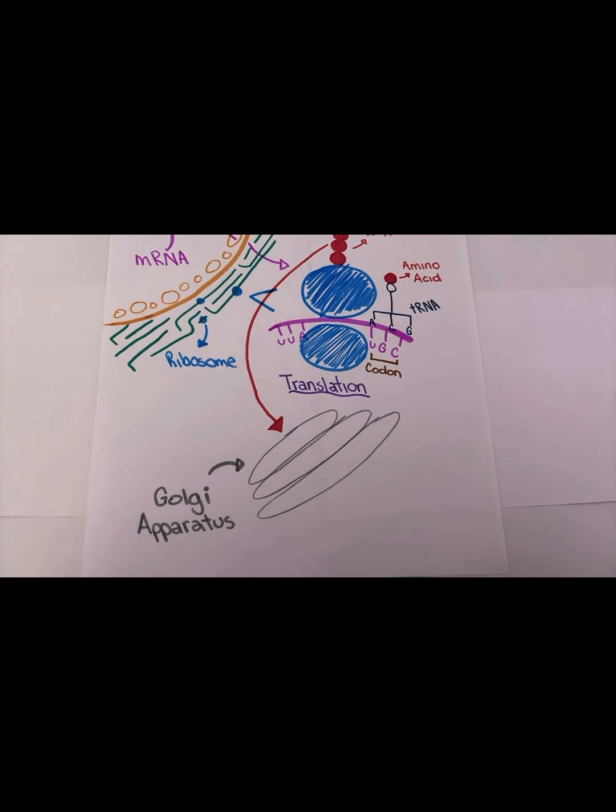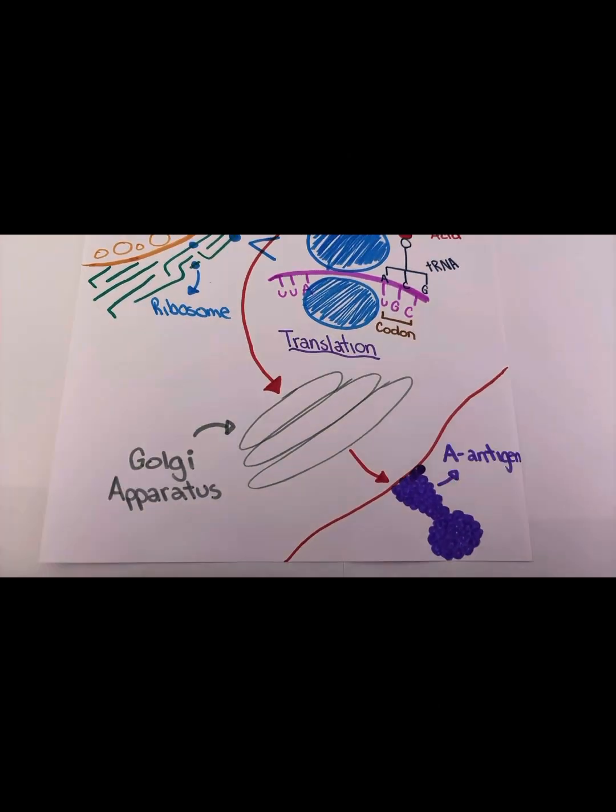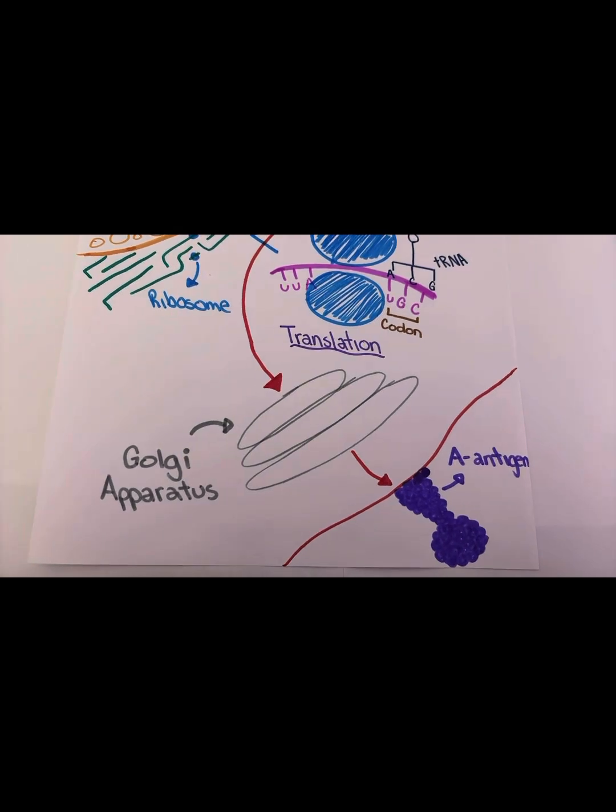They're also called proteins. Lastly, these proteins go through the Golgi apparatus and then outside of the cell, sticking into its surface, creating A antigens.